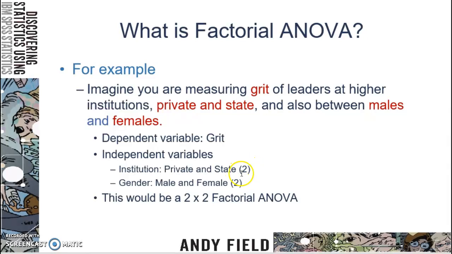Notice here's 2 because I've got private and state. And this is 2 because it's males and females. Now your factorial ANOVA, sometimes you'll see a 3 by 2 or a 2 by 2 by 2, because each one of these represents one independent variable and another independent variable, and each one of these independent variables has 2 levels. And you'll see later on when we do SPSS that it's going to talk about levels and factors in factorial ANOVA. So that's just a basic introduction of what factorial ANOVA is.